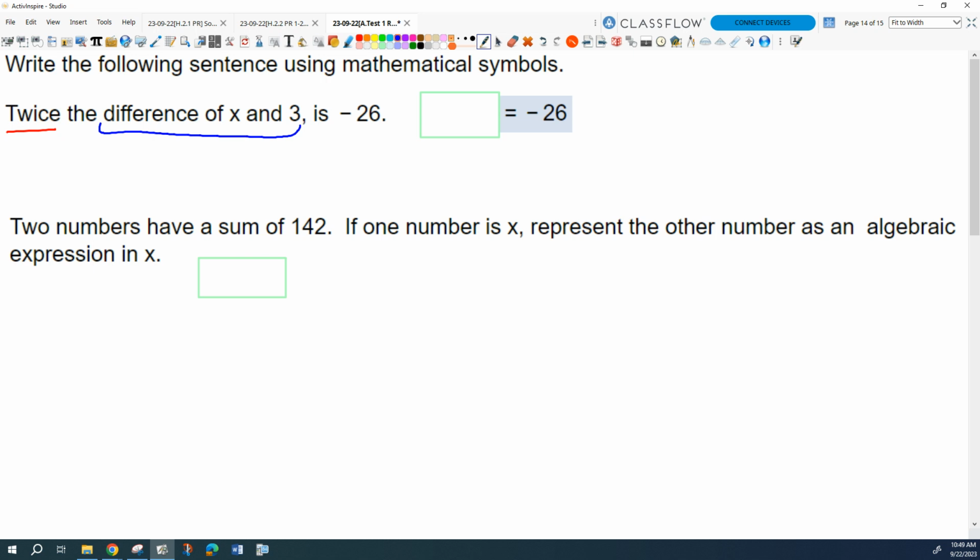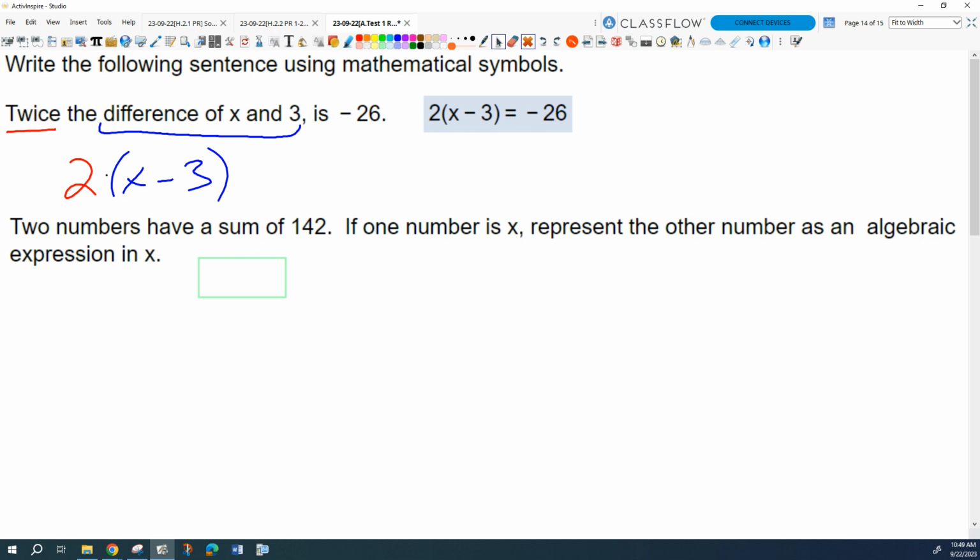Can I write it like this? Could I just say 2 times x minus 3? Like that? Give me thumbs. Does that make sense? Ooh, I'm seeing some thumbs down. How come? I need parentheses because I'm doubling that whole blue thing, right? Not just the x. So I would have to have everything in parentheses there like that. Okay? Make sense?